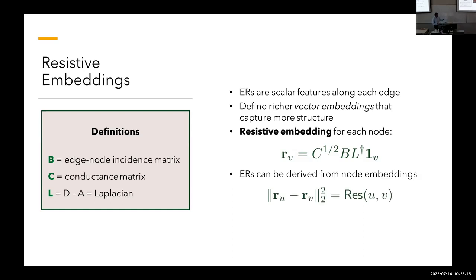One of the nice things about this is that you can derive effective resistance from these embeddings. It turns out that for nodes U and V, the L2 squared distance between these resistive embeddings gives you precisely the effective resistance. So this suggests using these resistive embeddings as node embeddings in the MPNN. Then there's the question of, can I efficiently compute this? So let's get to this.